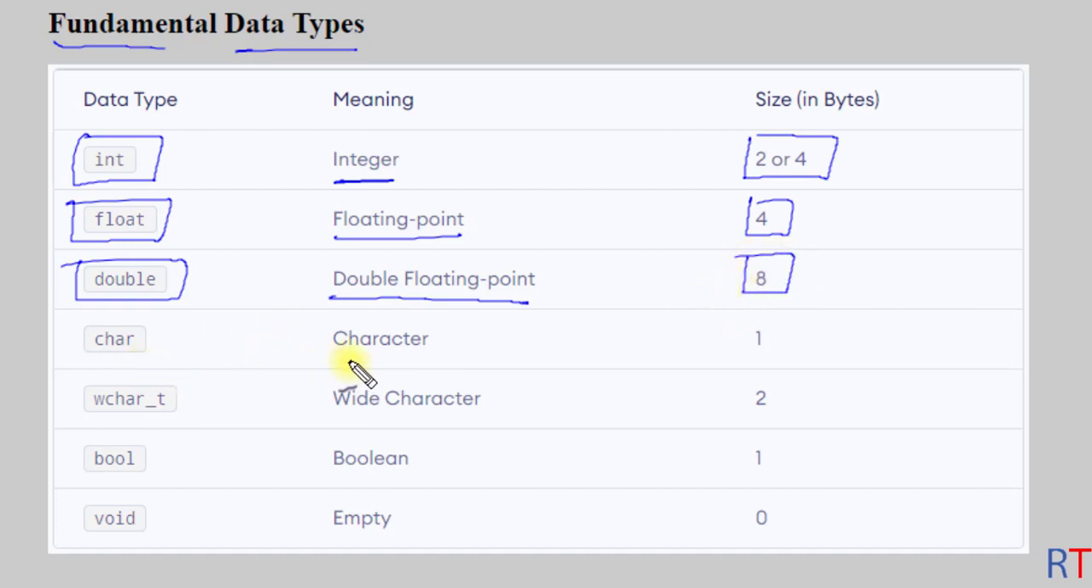And next we have the character data type. The char keyword is used for the character data type, and it is used to store one single character, and it takes 1 byte of storage in memory. Next we have the void character data type. This is the same as the character data type, but it takes 2 bytes of storage.